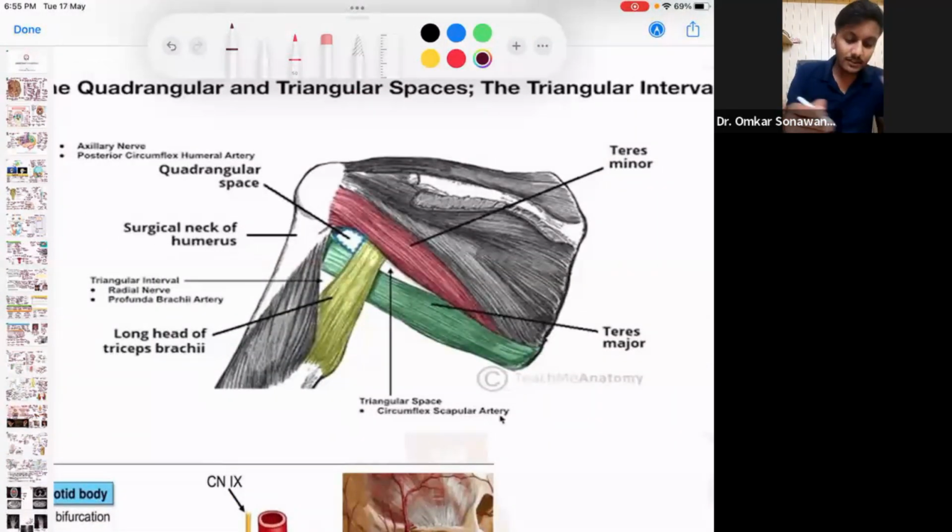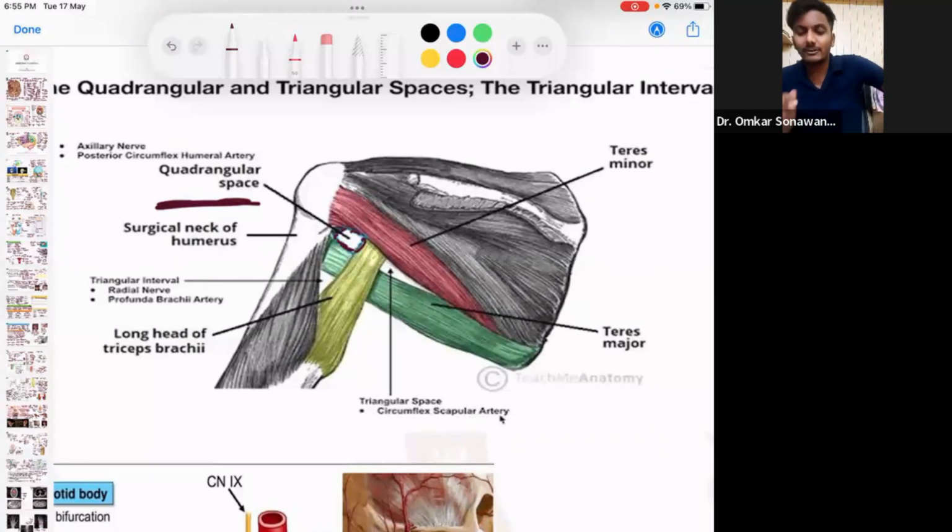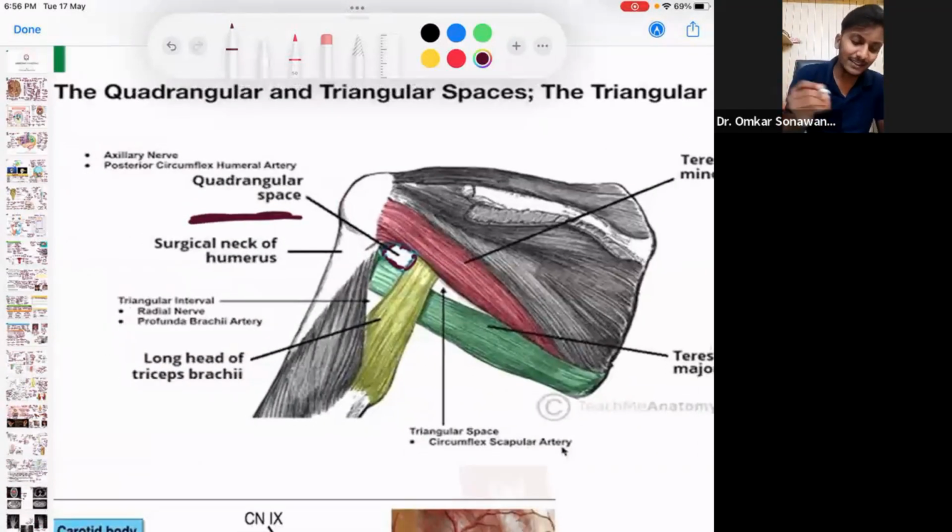Next, you can see this quadrangular space. This is important. They usually ask about landmarks like this. They have no great interest in asking one-liners, because they know you have all memorized it. So what passes through the quadrangular space? The axillary nerve and the posterior circumflex humeral artery.